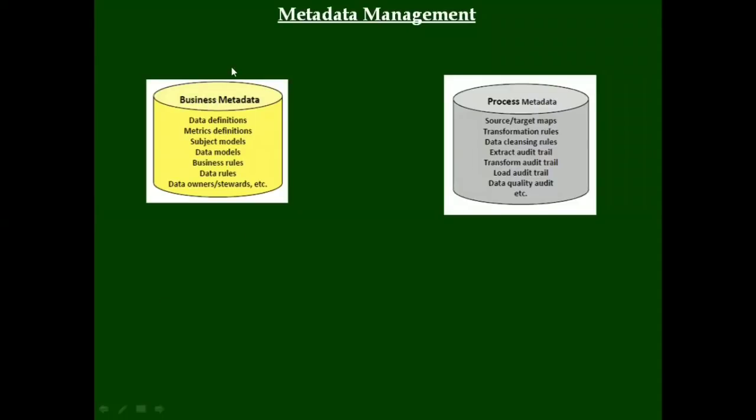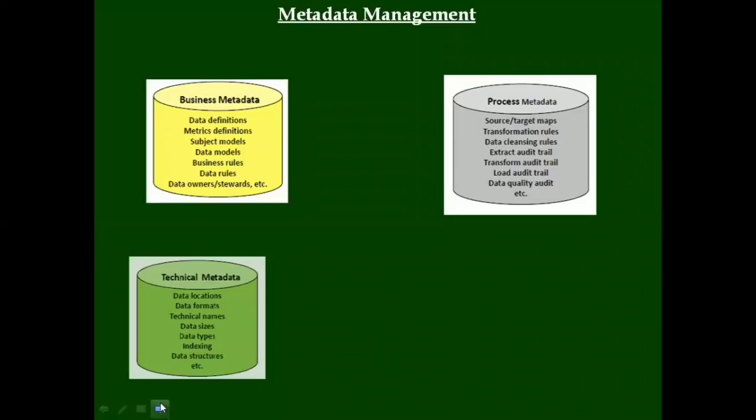So in business metadata, we have the data definitions: according to our business, what type of data we require, and metrics of the definition, subject model, data model, and business rules. All these are stored under the category of business metadata. Simply, metadata is data about the data, and it contains information about data definition, metric definition, subject model, data model, business rules, data rules, and data ownership and steward, etc. Similarly, process metadata has the data about the processes being performed over the data for the business intelligence framework. So it contains information about the source, target map, transformation rules, data cleansing rules, extract audit trail, transformation audit trail, load audit trail, data quality audit, etc.